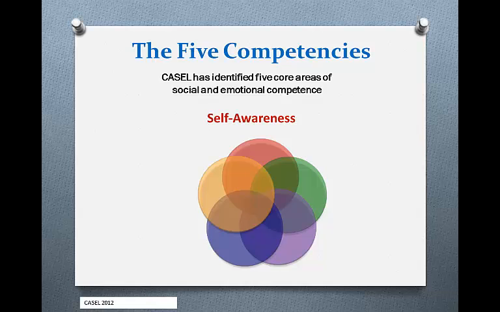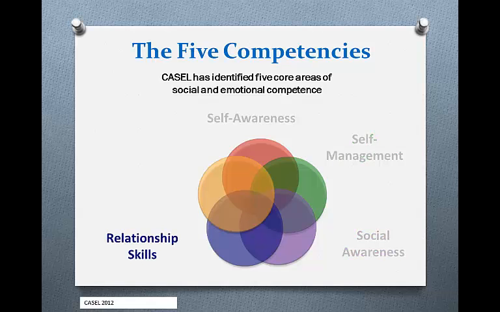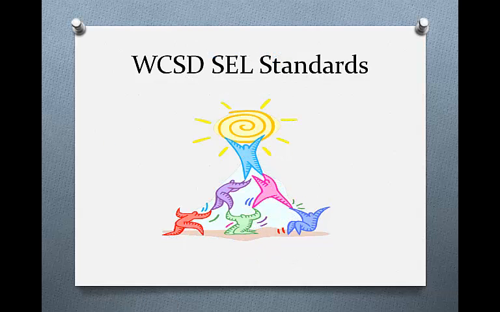Social-emotional learning is made up of 5 core competencies: self-awareness, self-management, social awareness, relationship skills, and responsible decision-making. These 5 core competencies are at the heart of the SEL Standards that Washoe County School District developed.